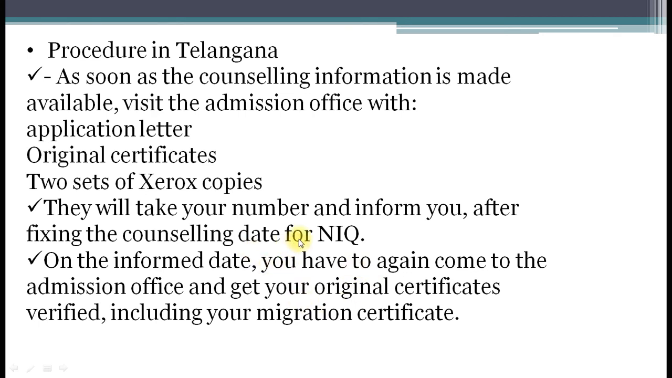If you want to take admission in Osmania University, you need to submit an application letter at Osmania University Law College. If you want to take admission in Kakatiya University or some other government law college, then you need to submit an application letter separately there also. So you need to submit application letters individually.